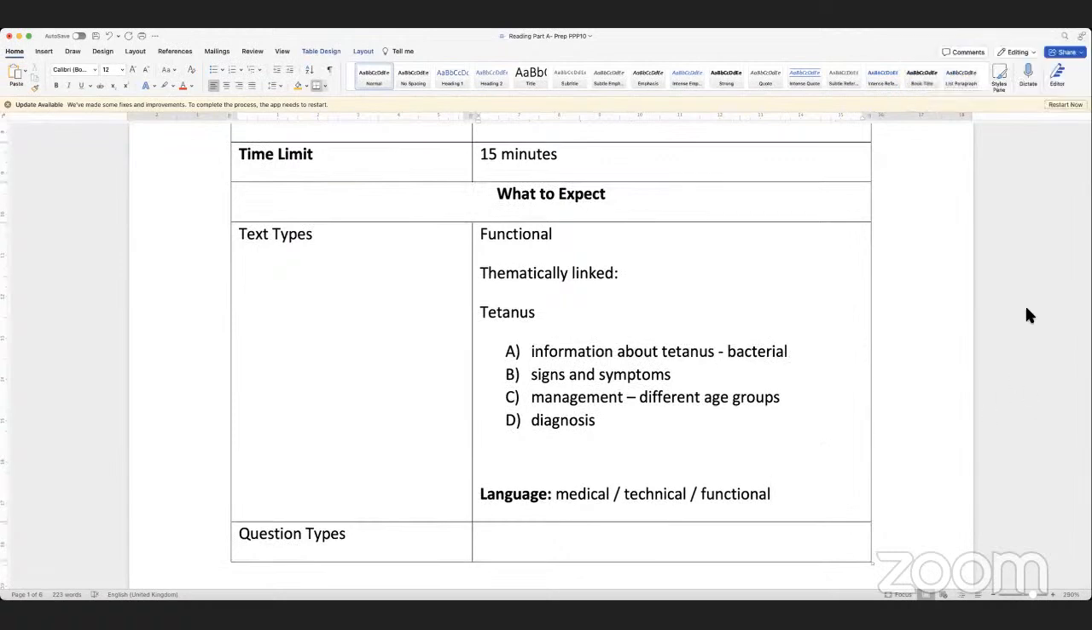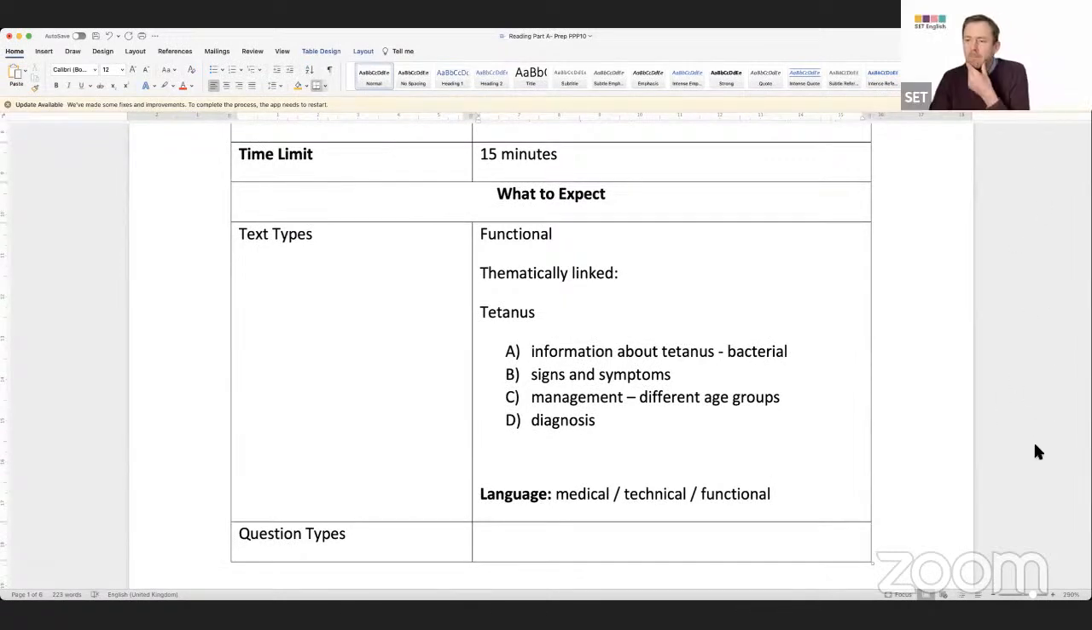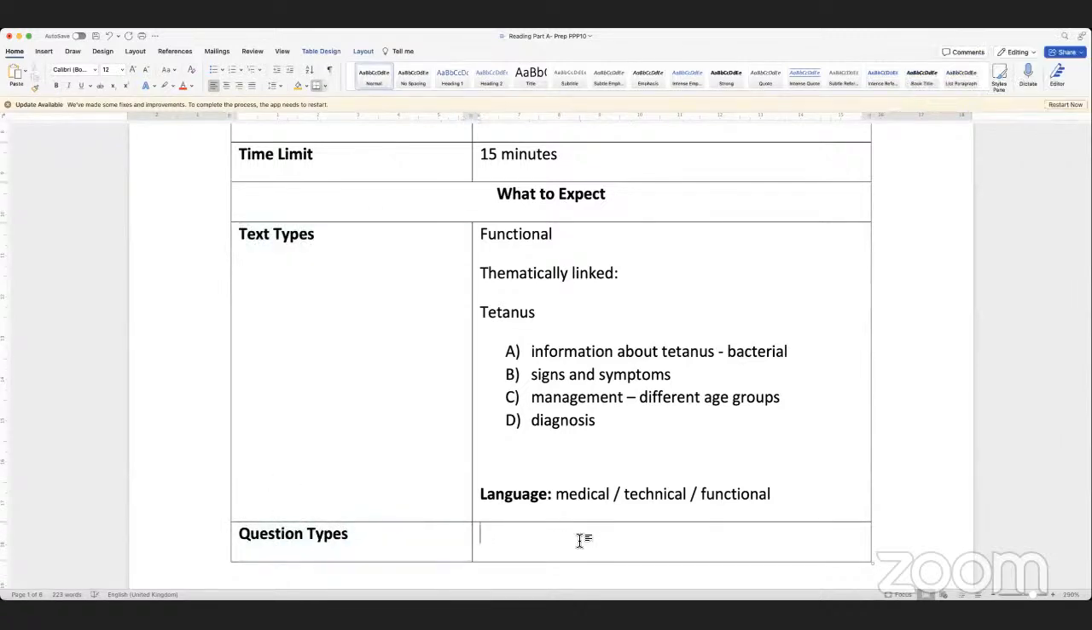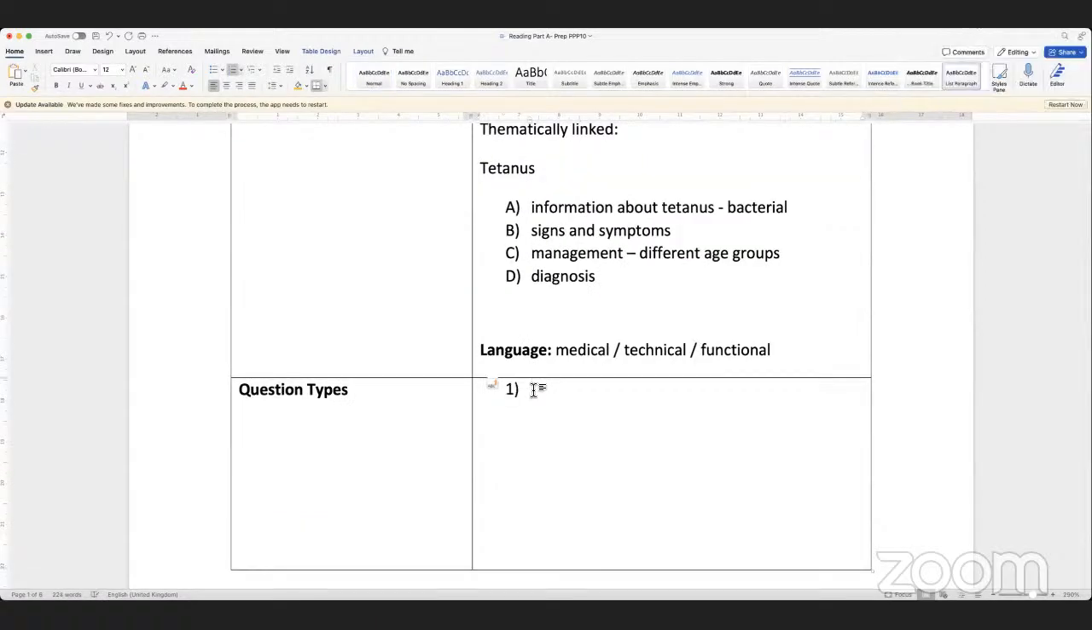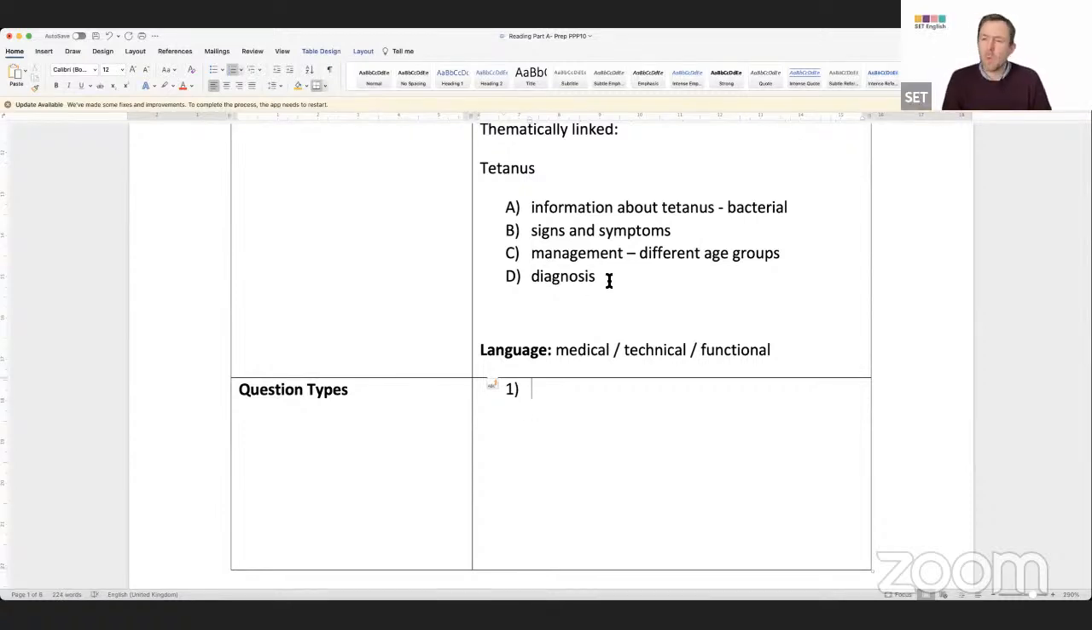Okay. Let's go to Amit Jan. Are you there, Amit Jan? Yes. Tell me about question types, Amit Jan. What have we got? I think we have three types of question. First one is matching question. So what are we matching?